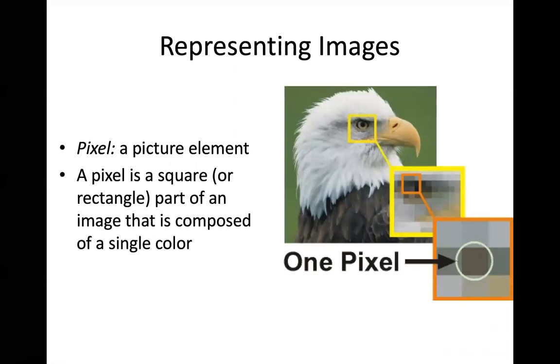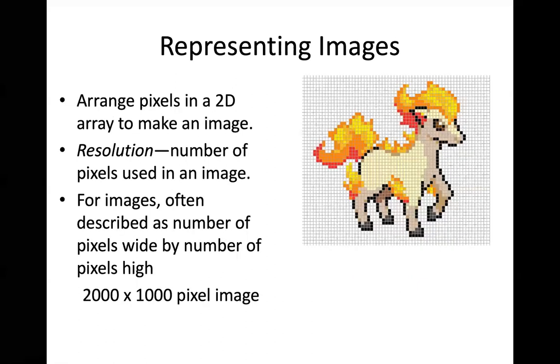So the way we represent an image is as a collection of pixels. A pixel is a picture element, that's what it stands for. A pixel is a square, or sometimes rectangle, part of an image, and each pixel is always completely the same color. And so the way that we represent an image is to make a two-dimensional array of pixels, and that represents the image.